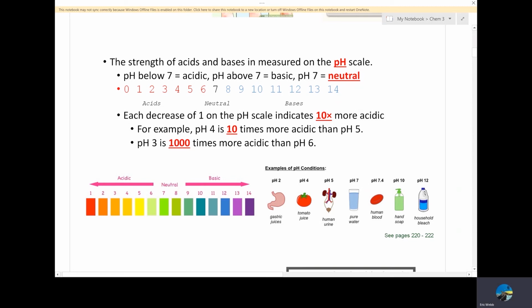We do have a few examples down there of some common pH conditions for different substances. So your stomach acid works at a pH of 2. With that low pH, it can work to break down proteins. Tomato juice is also slightly acidic. On average, it has a pH of 4. If you've ever cooked with cast iron and you have tomatoes on there, tomato juice can actually break down the cast iron frying pan.